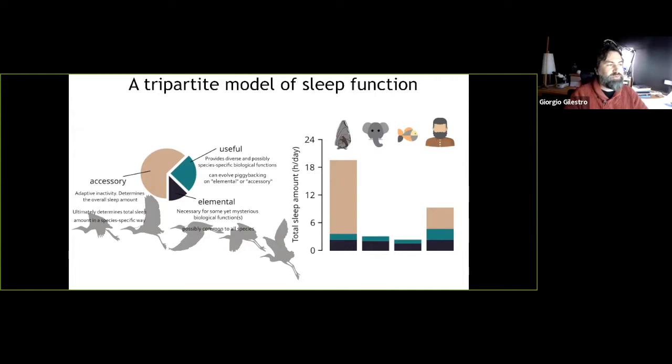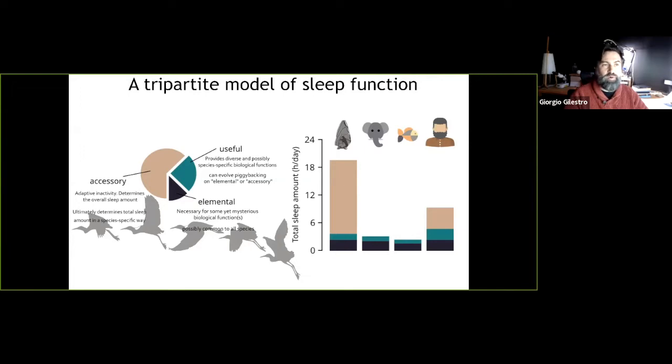So if you put these three things together, then you can suddenly explain all these differences we saw so far. You can explain the differences between a bat and an elephant, but you can also explain the differences within migratory birds. And the idea is that some animals have a largest amount of accessory sleep, and some other animals have managed to erode on that.